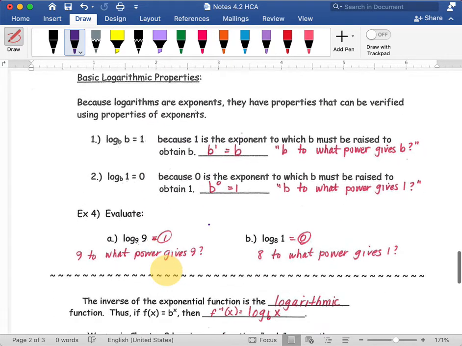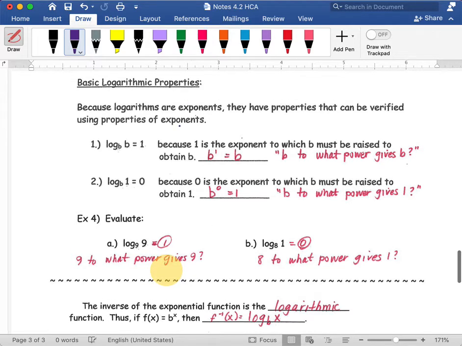All right, basic log properties. Because logarithms are exponents, they have properties that can be verified using properties of exponents. Log base b of b is 1. Why? Because 1 is the exponent to which b must be raised to obtain b. This is b to the first equals b, which it does. This one applies to any base: log base b of 1 equals 0. Why? Because b to the 0 power equals 1. Remember, any base, as long as it's not 0, raised to the 0 power equals 1.